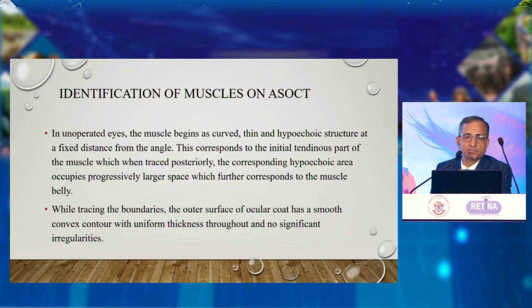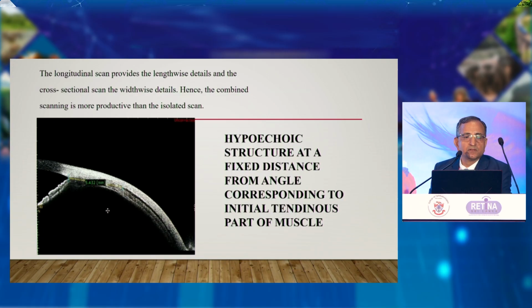So basically, we have to identify the muscle on AS-OCT. In an unoperated eye, the muscle begins as a curved, thin, hypoechoic structure at a fixed distance from the angle, and this corresponds to the initial tendinous part of the muscle, which then traced posteriorly corresponds to a hypoechoic area that corresponds to the muscle belly. So basically, this longitudinal scan provides the lengthwise details, and the cross-sectional provides widthwise detail, and hence the combined scan is more effective and productive. And you can see the muscle in this.